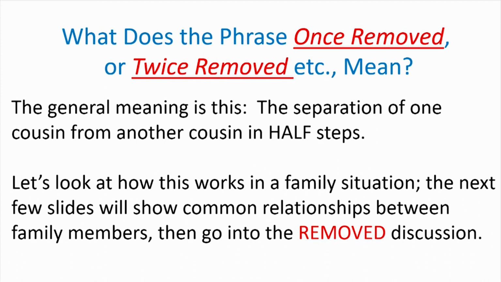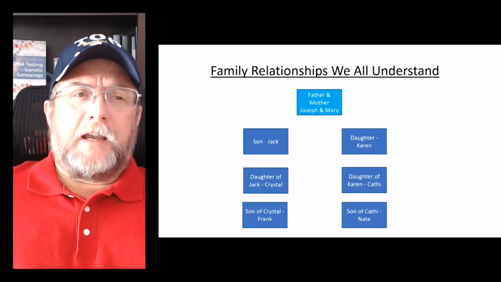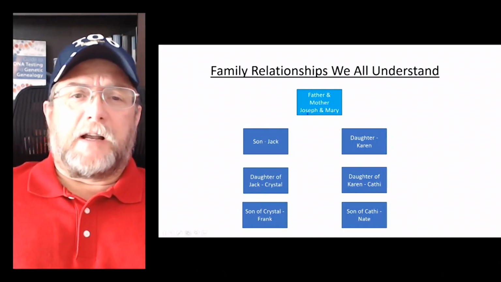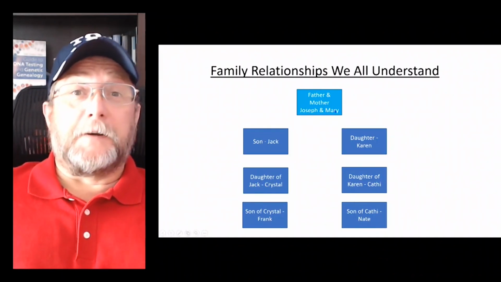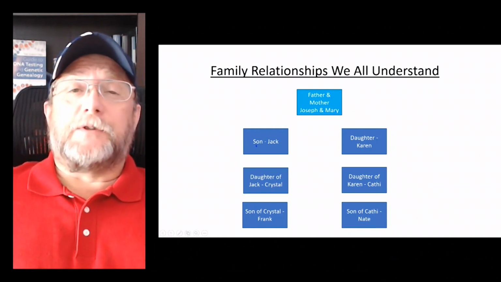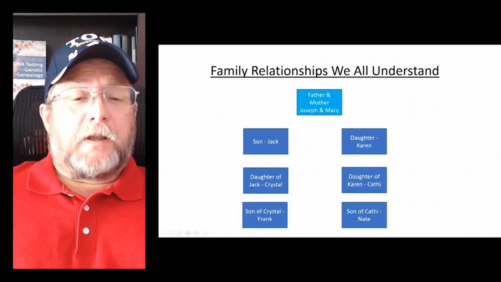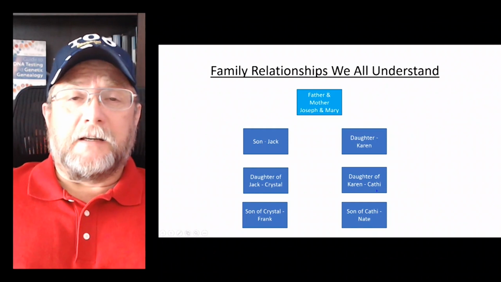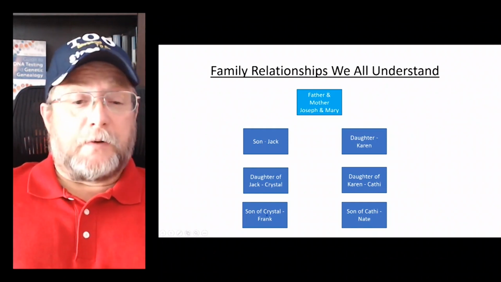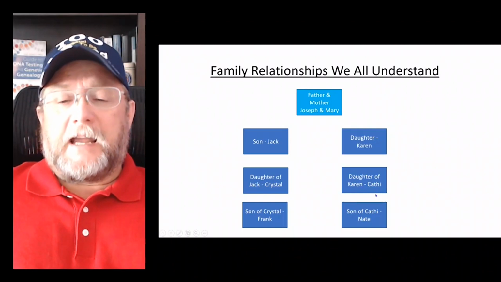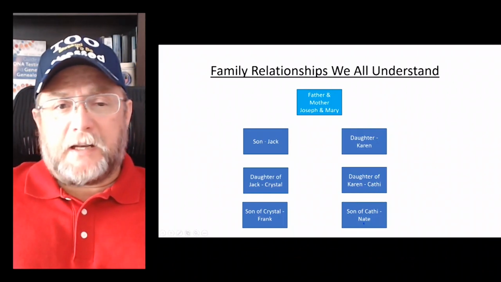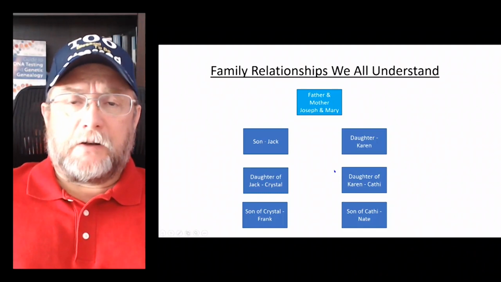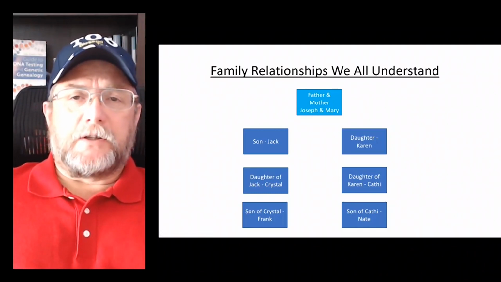Let's take a look at a few slides of familiarity and then get into what it means. So starting here, family relationships we should all understand. If you look at the top of this, father, mother, and I've got a family couple here, Joseph and Mary, and they had a son named Jack and a daughter named Karen. Each one of them had a child. Jack had a daughter named Crystal, and Karen had a daughter named Kathy. And then those children, Crystal had a son named Frank, and Kathy had a son named Nate. This is an understanding that anyone can see and understand in general. You've seen these type of relationships all over the place.